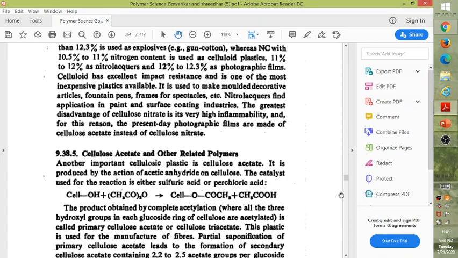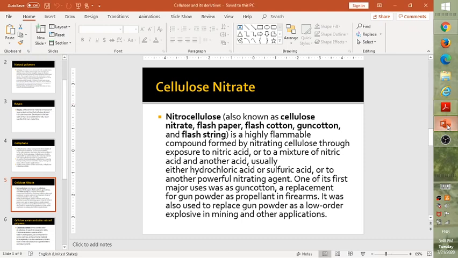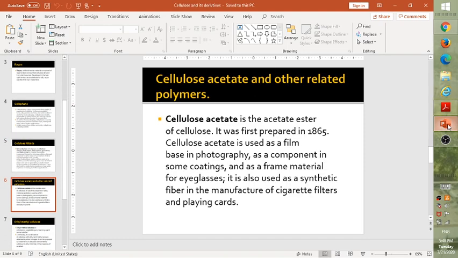Now, cellulose acetate and other related polymers. Cellulose acetate is an acetate ester of cellulose. It was first prepared in 1865. Cellulose acetate is used as a film base in photography, as a component in some coatings, and as a frame material for eyeglasses. It is also used as a synthetic fiber in the manufacture of cigarette filters and playing cards.